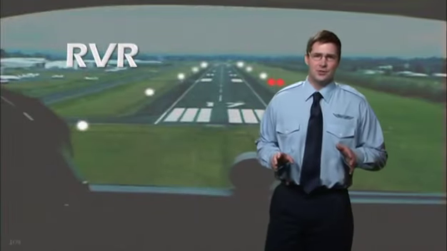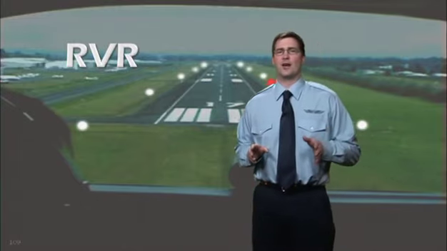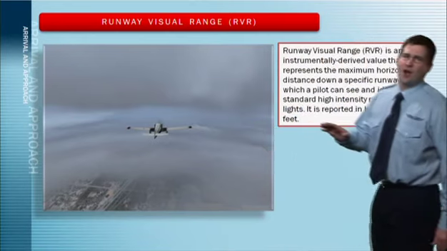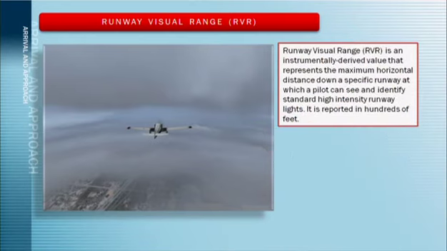Depending on the aircraft, there are times when you may only commence the approach or depart the airport under certain minimum RVR conditions. RVR is an acronym you'll see associated with landing minimums, and you'll also hear it on certain weather broadcasts. Now, RVR stands for Runway Visual Range. RVR is an instrument-derived value representing the maximum horizontal distance down a specified runway where a pilot can see and identify standard high-intensity runway lights. RVR is always reported in hundreds of feet.